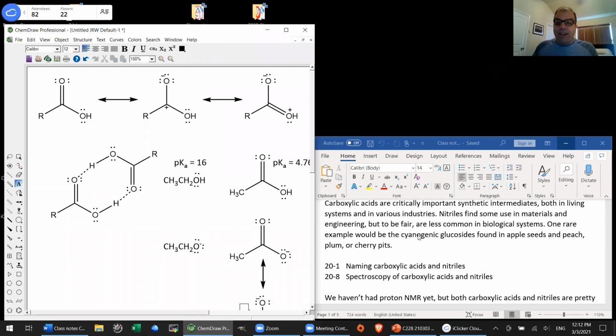I mentioned these cyanogenic glucosides. These are things that you'll find in a lot of natural defense mechanisms, but you find these things in very small quantities in apple seeds and in the pits of a bunch of related fruits. So peaches, plums, cherry pits, nectarines would certainly have these things too. And my understanding, as you know, I'm no biologist, but my understanding is they're part of a natural defense mechanism.